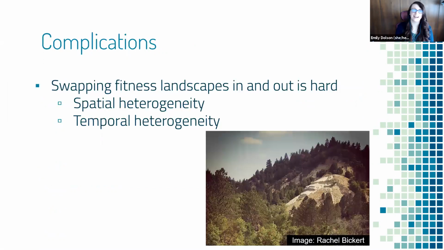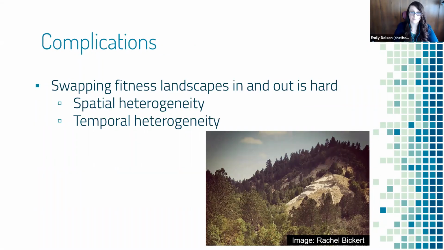So like I said, that was a simplification. There are some additional complications to using that approach to solve this problem. So the first is, I said, oh, we just swap the fitness landscapes in and out. But in reality, that's not a thing that you can just do. It's a lot harder than that. And there's a few reasons for that.